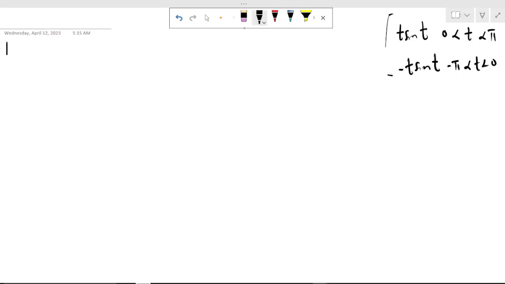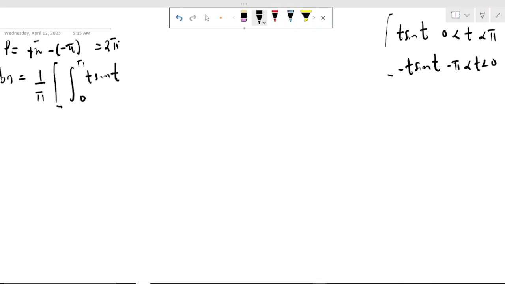So for this function, what's our period? Our period is 2 pi. So it means our bn is equal to 1 over pi, which is 2 pi over 2, integrating from 0 to pi, t sine t, sine nt dt, and also integrating from minus pi to 0, minus t sine t, sine nt dt.